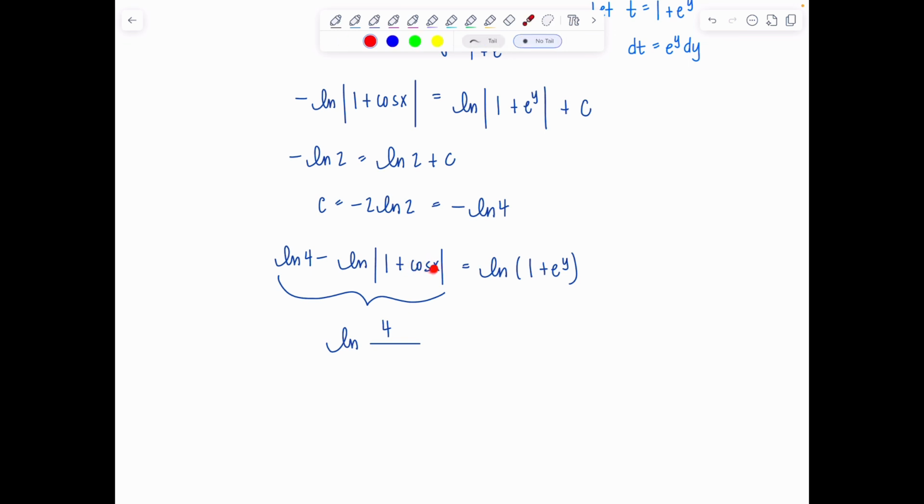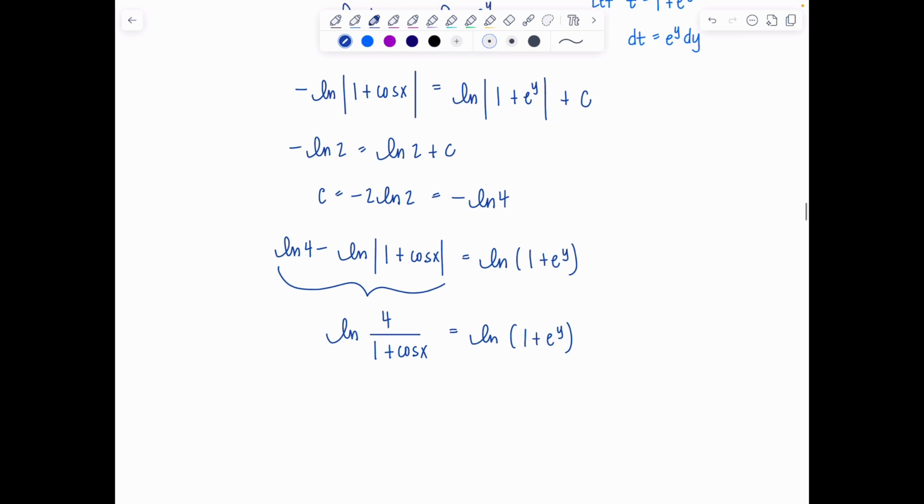Cosine is bounded between negative 1 and 1, so I don't need absolute value there either. Oh, fabulous. 1 plus cosine x equals ln of 1 plus e to the y. And then natural log is a 1-to-1 function, so because of that, we can set the arguments equal to each other.